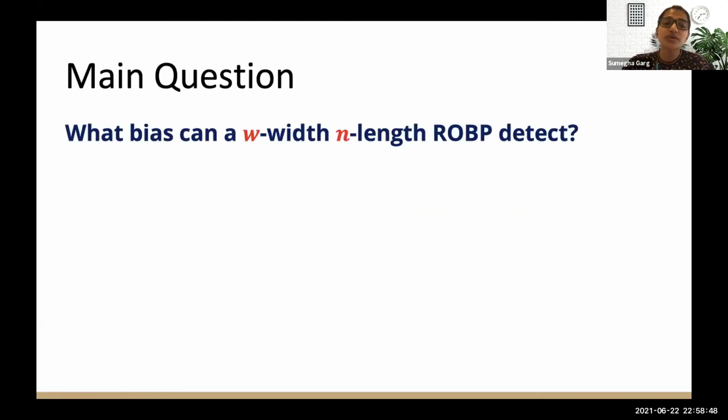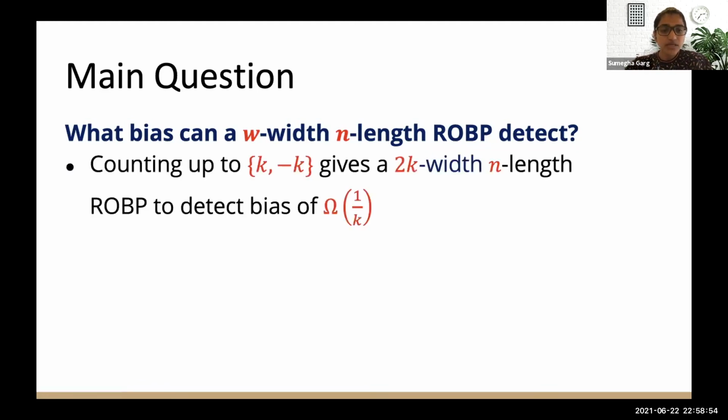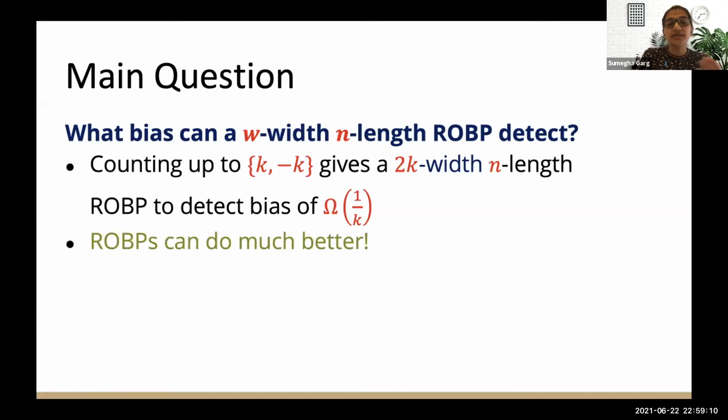So the main question we ask is, what bias can a width W, length L read-once branching program detect? The algorithm that we considered a few pages before, which just counts up to k or minus k, gives us a 2k width and length read-once branching program to detect a bias of 1 by k. But the point is that read-once branching programs can actually do much better. For example, for some values of k, a k-width and length read-once branching program can detect a bias of even 1 by 2.